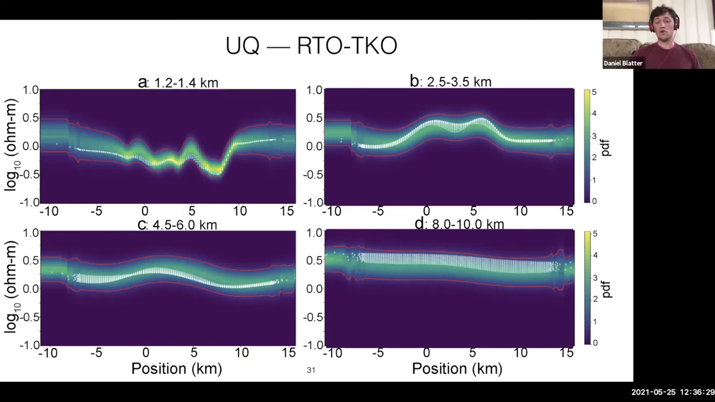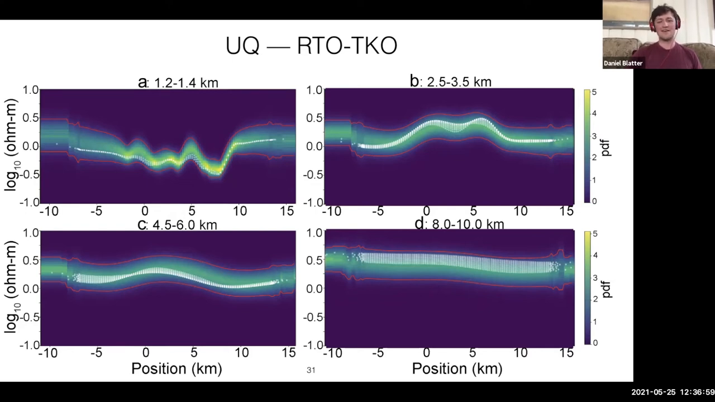One thing that's interesting to me is that the distribution here is not Gaussian centered on the Occam inversion model. So we really are getting nonlinear uncertainty, even though we are using gradient-based inversion methods to get this nonlinear uncertainty. You can see that there's more information in the shallower depth slices than the deeper depth slices. That makes sense because MT data loses information with depth.